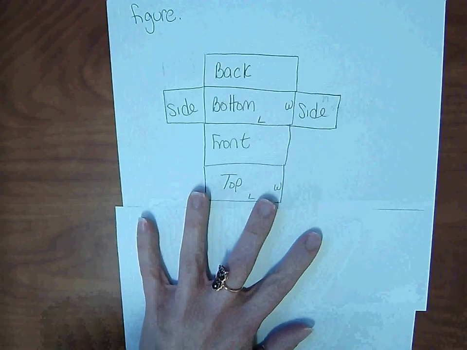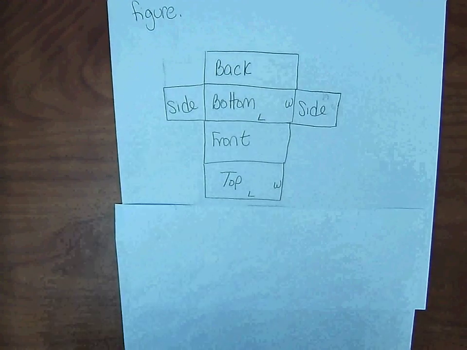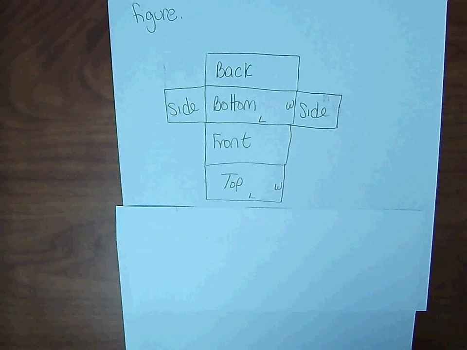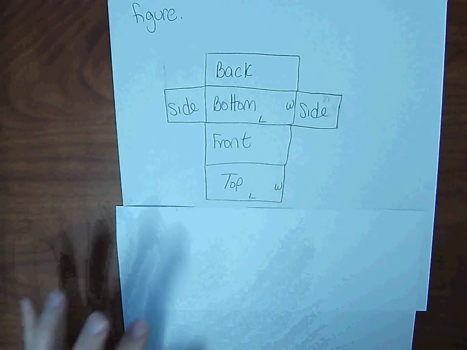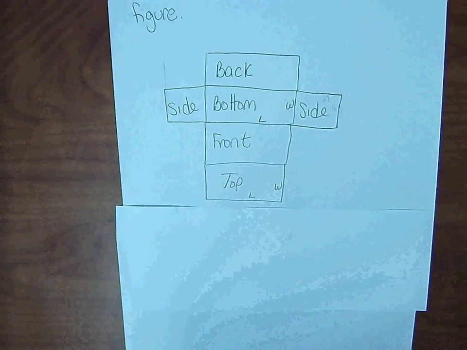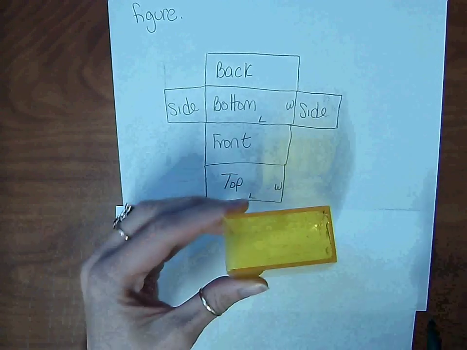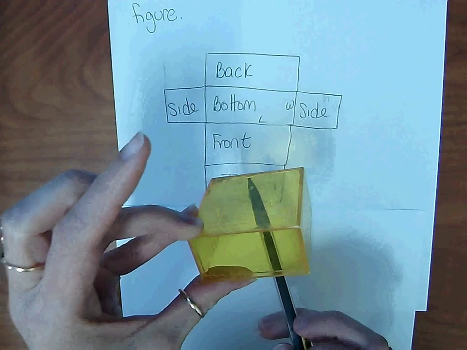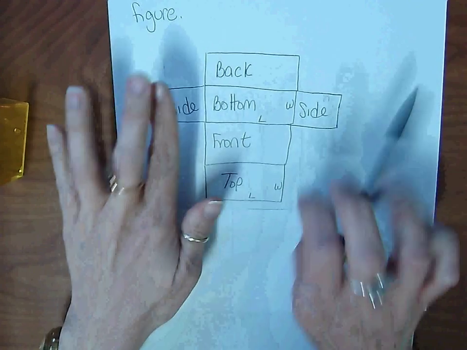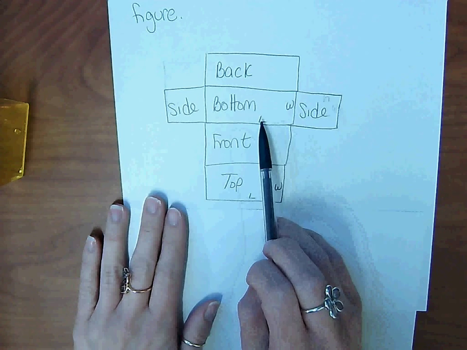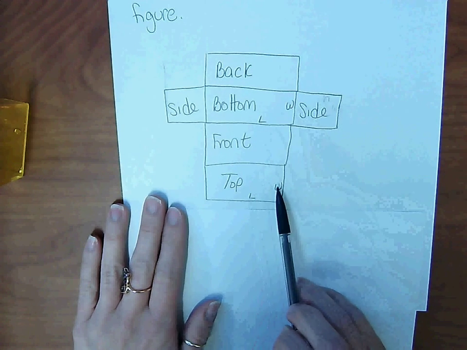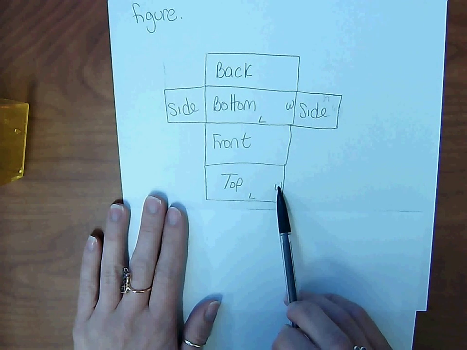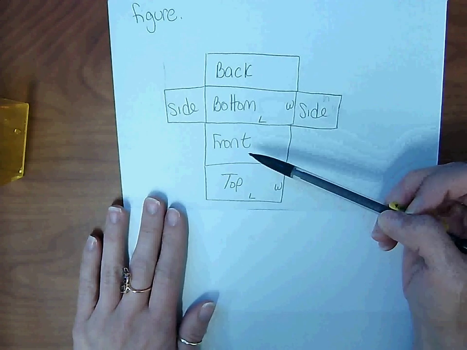Our net is made up of rectangles. And if we're just trying to find the sum of all the areas, we're just finding the area of all the rectangles and adding them together. Well, in a rectangular prism, the top and the bottom are going to be the same size. And if we're just looking at it as a rectangle, it's going to be length times width, length times width. Well, the front and the back are also the same size.